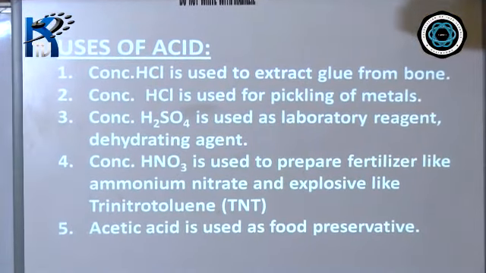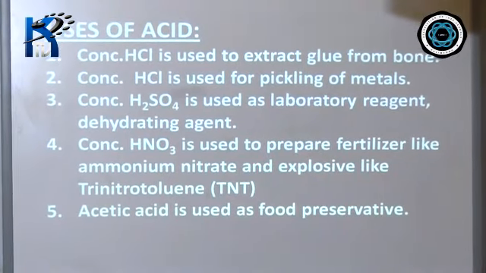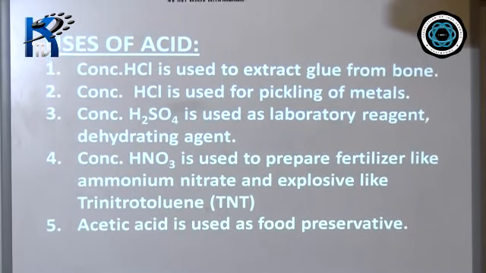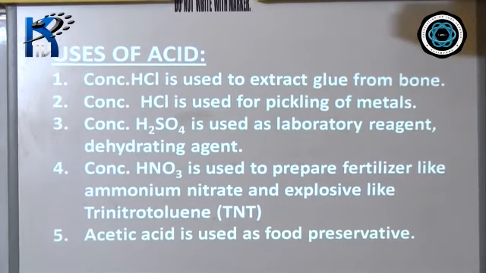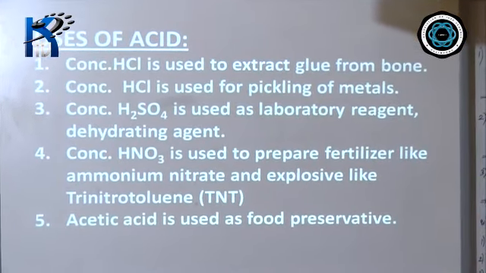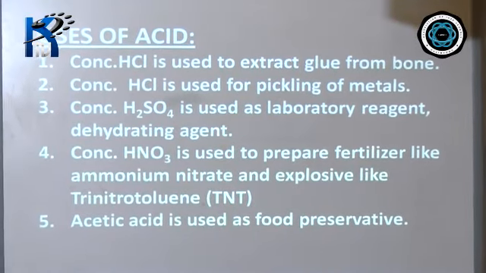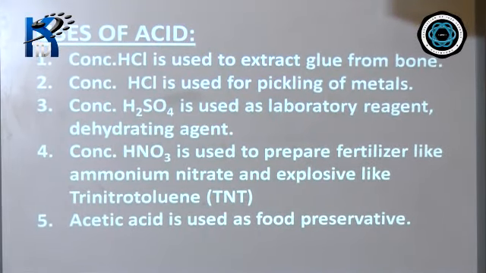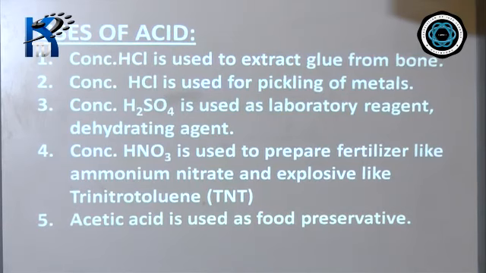Now we will see the uses of acid. There are many uses of acid, of which I have shown you some out here. Keep this in mind. Concentrated HCl is used to extract glue from bones. Do remember, concentrated hydrochloric acid is used to extract glue from bones. Concentrated hydrochloric acid is even used for pickling of metals. Now what is the meaning of pickling?